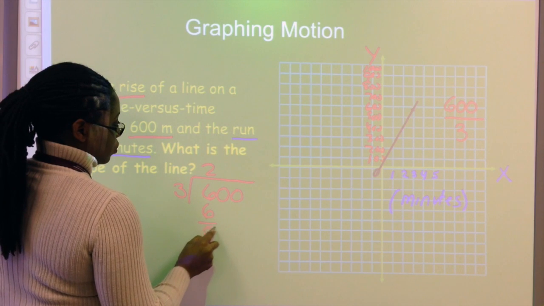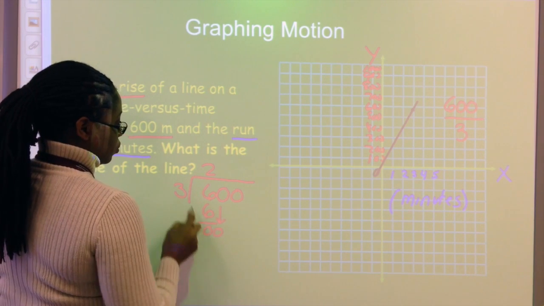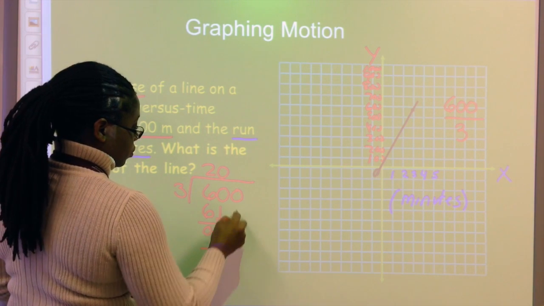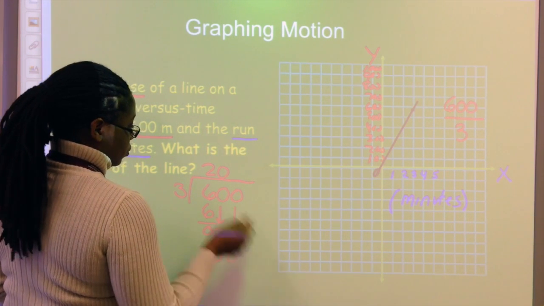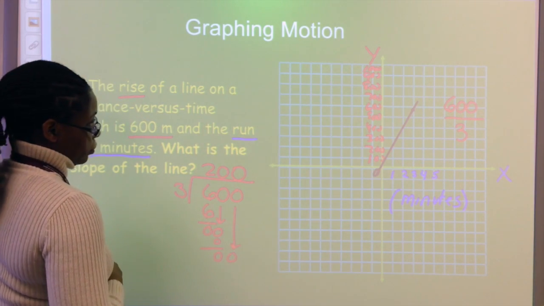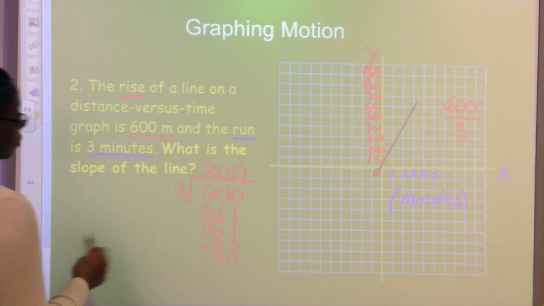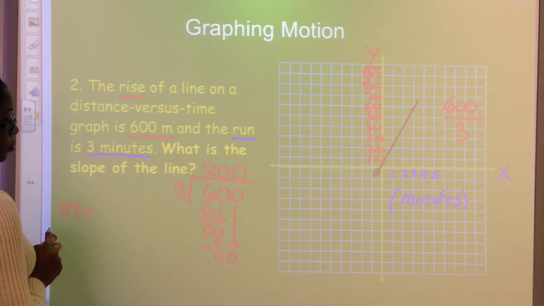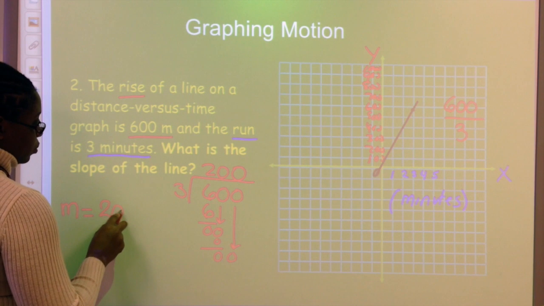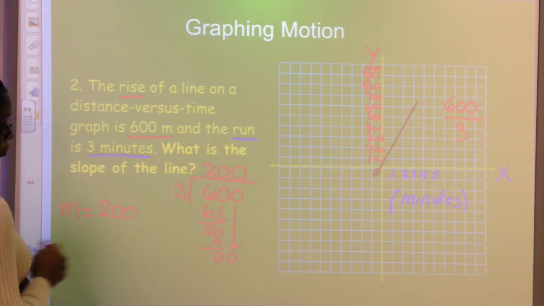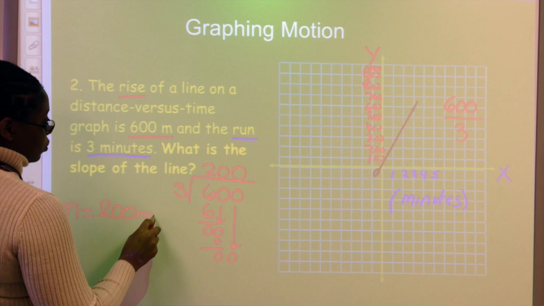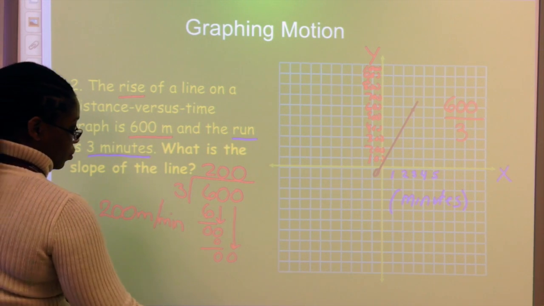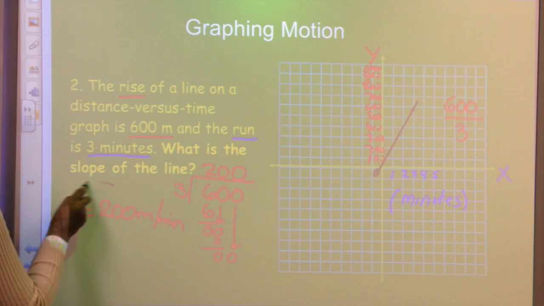And so we have that 3 goes into 6 2 times. We bring down our 0, and then we'll bring down the 0 again. And our final answer is 200. So our slope, which is represented in m, is 200 over 1. In other words, 200 meters per minute.